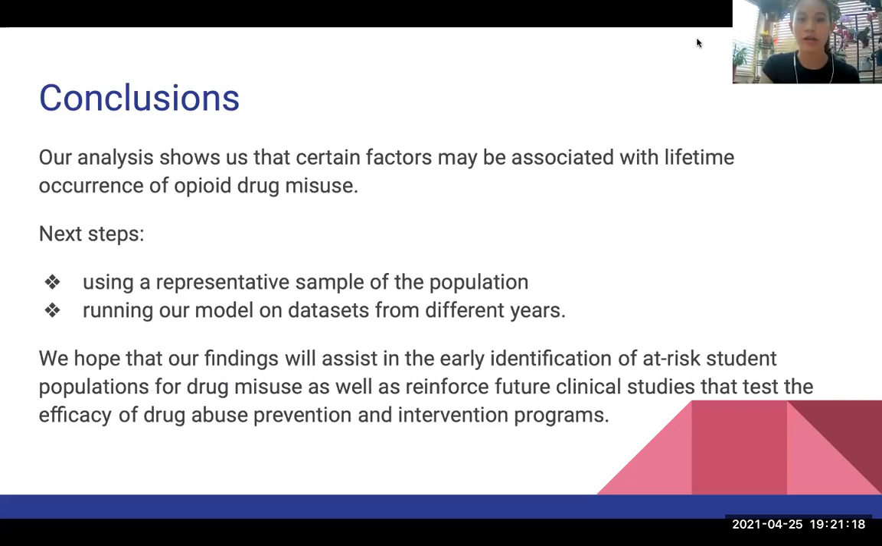In conclusion, our analysis shows that certain factors may be associated with lifetime occurrence of opioid drug misuse. As is the nature of observational studies, we cannot determine any causation. However, our work can still help identify which populations are at risk for drug misuse. Some next steps that we hope to take are to reproduce our analysis using a representative sample of the population, as well as by running our model on datasets from different years.